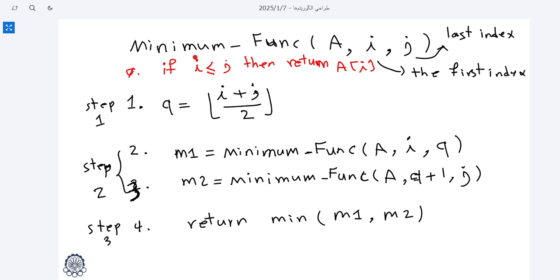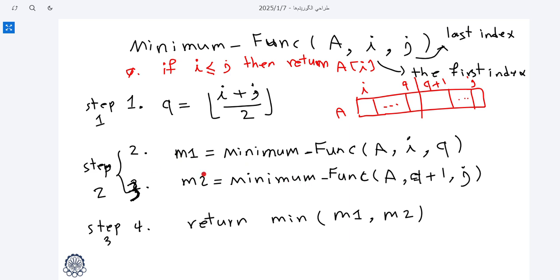So the first part will be from I to q, and the second part is from q plus 1 to j. Okay, if I draw the picture, from I to q and from q plus 1 to j.